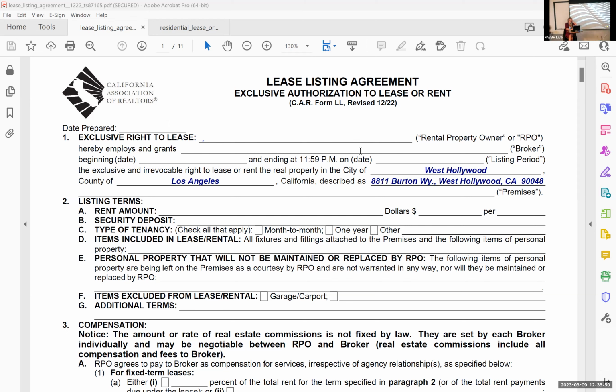Hereby employs and grants blank broker. That's not me as an agent. That would be Keller Williams Beverly Hills. And you'd have a start and end date for the listing period. Now, the very big difference between a lease listing agreement and a sale listing is I do not believe that we have to get it into the MLS within those 2 days. I don't believe that there are laws or rules against shopping it as a pocket listing to the public either.